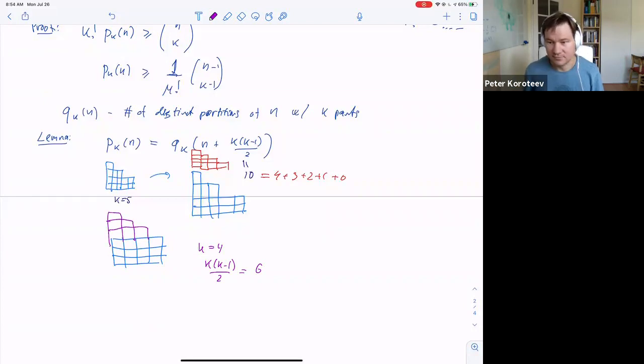Like this. And this is a distinct partition, precisely. You put 6 blocks on top. And then, as in the previous example, if some of the parts are the same, some of the parts are not, it will still work, right? It is guaranteed to work.